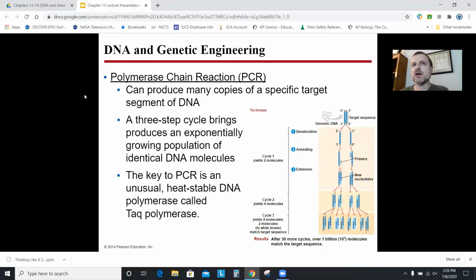Let's say there's a murder and you find one hair from the murderer at the crime scene. That has DNA in it, but it's not a whole lot of DNA. If we had a way of making many, many copies of a piece of DNA very fast, that would be fantastic. We have this technique called PCR, polymerase chain reaction. It was invented by a guy named Kary Mullis, and he got the Nobel Prize for it.